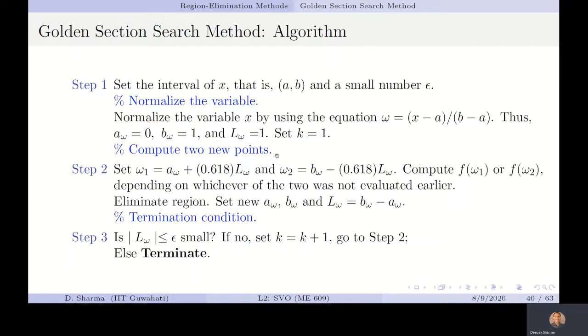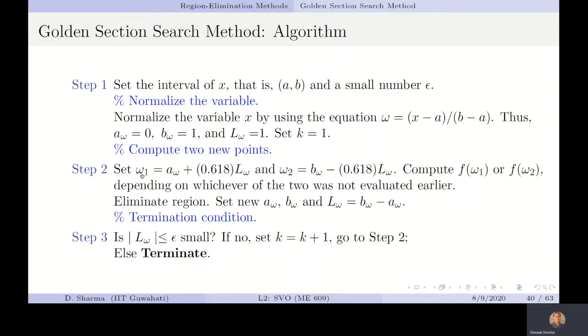Thereafter, we compute 2 new points. Omega 1 is equal to A omega plus 0.618 L omega. The number we have used, 0.618, is the golden number. I'll tell you how we calculated it in the next slide. Similarly, we calculate omega 2 as B omega minus 0.618 L omega. You can find the similarity of these omega 1 and omega 2 formulas with the interval halving method. We have only introduced the normalized variable, and the number is 0.618 rather than L by 4.